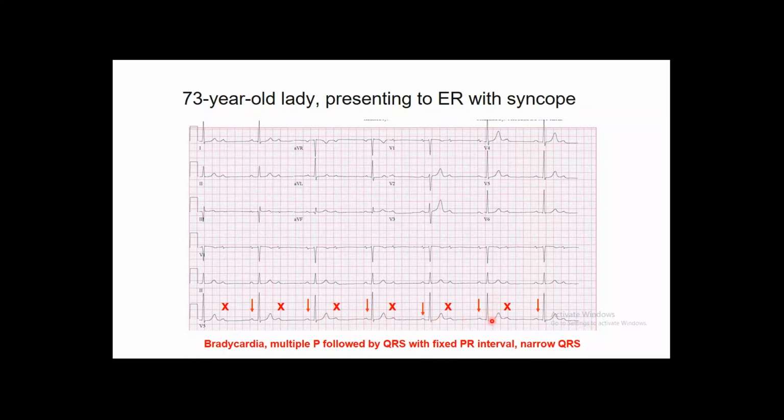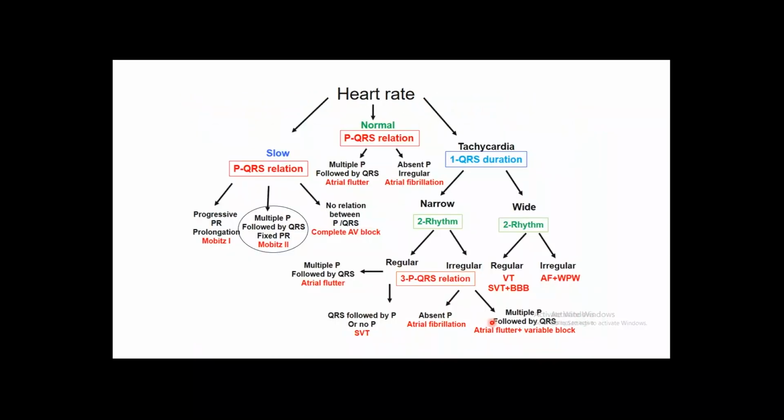QRS complex is narrow. Back to our algorithm, we have a bradycardic patient, multiple P waves followed by a QRS complex with fixed PR interval. This patient has second degree Mobitz type 2 heart block.